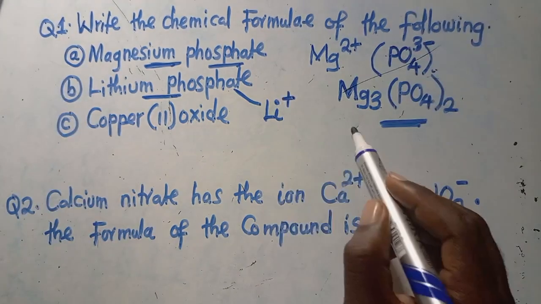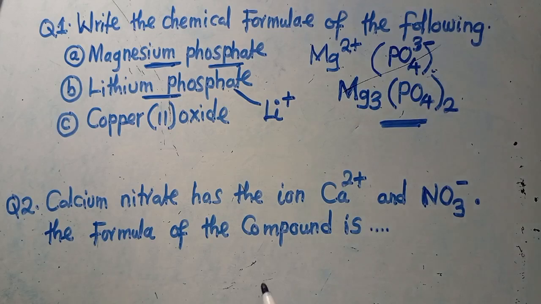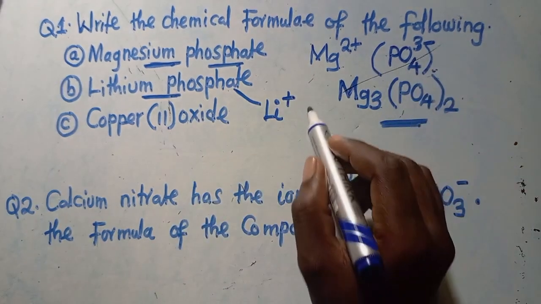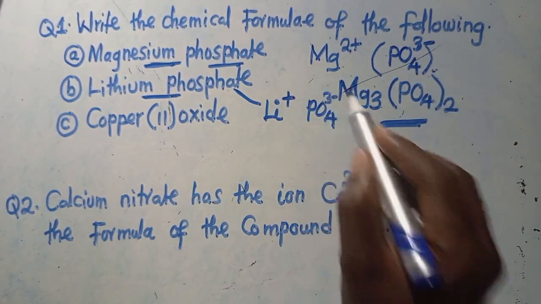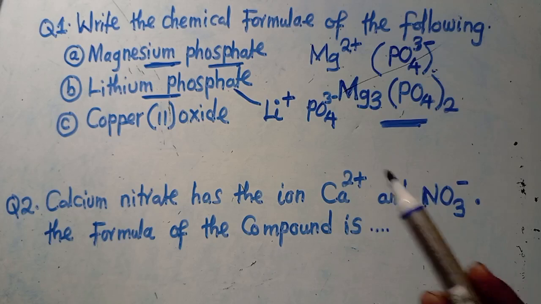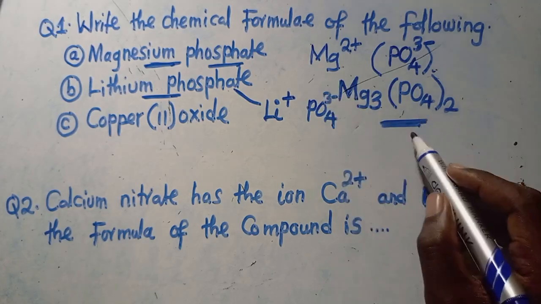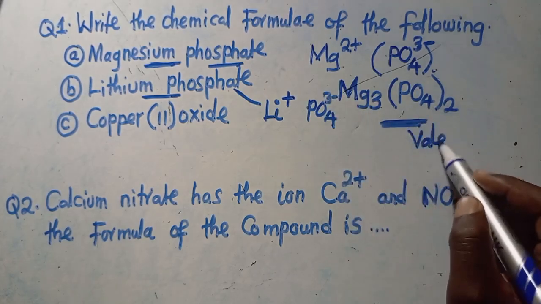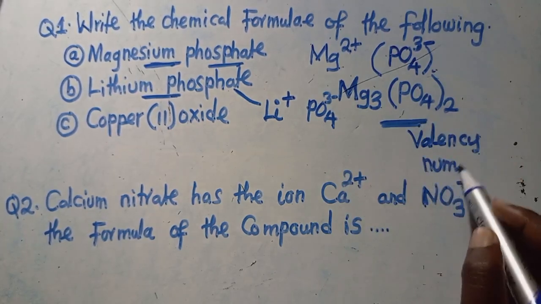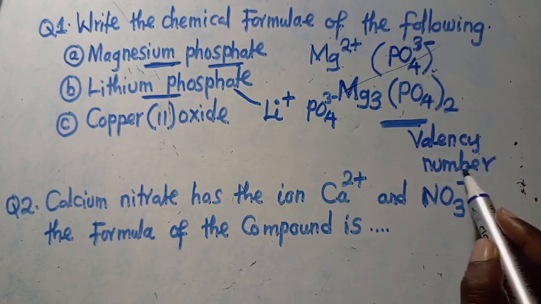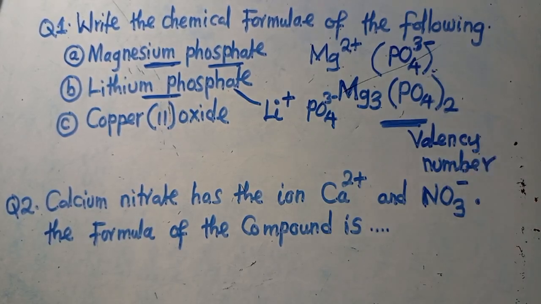I can't say 1 positive, since 1 we don't show. Then a phosphate, I've just told you a phosphate is like this. This is a phosphate, then 3, then I put a minus. The valence, this is called valence. We write it like this. It is called the valence number. So what is the valence number? The valence number is the number of electrons that an element will lose or gain for it to be stable.